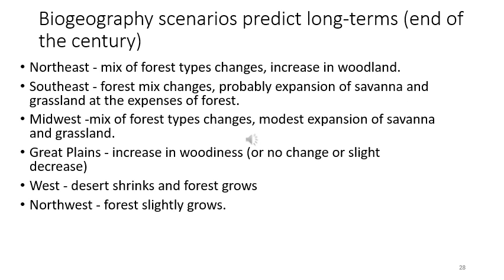So the biogeography scenarios through the end of the century suggest that the northeast of the United States is going to experience increase of the woodland. There will be also some changes in the mix of the forest. We will see forest, but it's just going to be different forest made of different species. In the southeast, the forest mix is also changing. Again, some species are taking advantage of climate change and others are disappearing. And we are also likely to experience the expansion of savanna and grassland at the expense of forest.